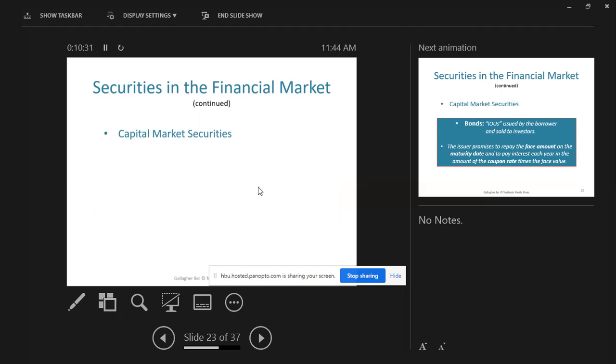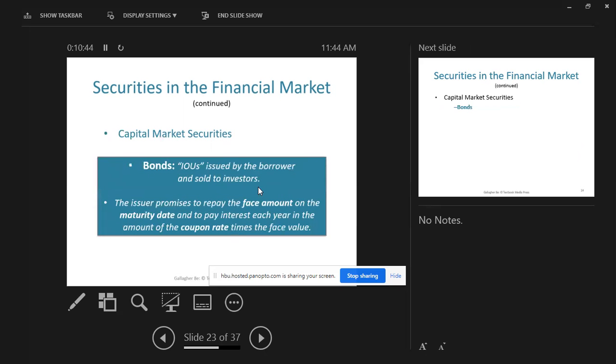Talking about the money market, now we are going to talk about the security market, the capital market. So the capital market, you have bonds. The bonds are issued by the borrower and sold to public investors. The bond, they promise they're going to pay the fixed amount on that maturity date, and also they pay interest.